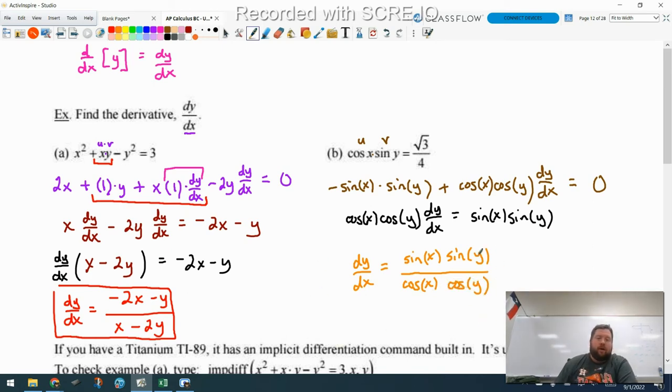Hey, that answer is fully acceptable. You could recognize you have a sine x over cosine x, which is a tan x, and you have a sine y over cosine y, which is a tan y. So you could simplify it, and that looks a little nicer in its simplified form right there.